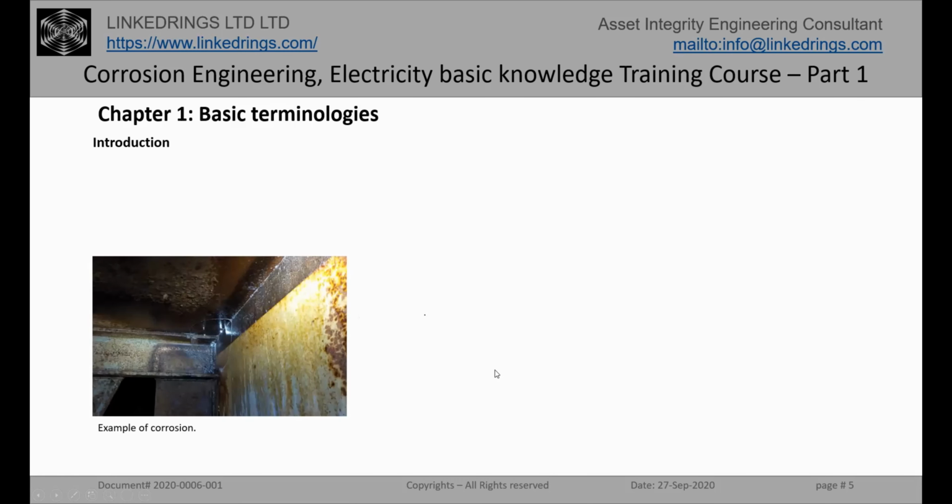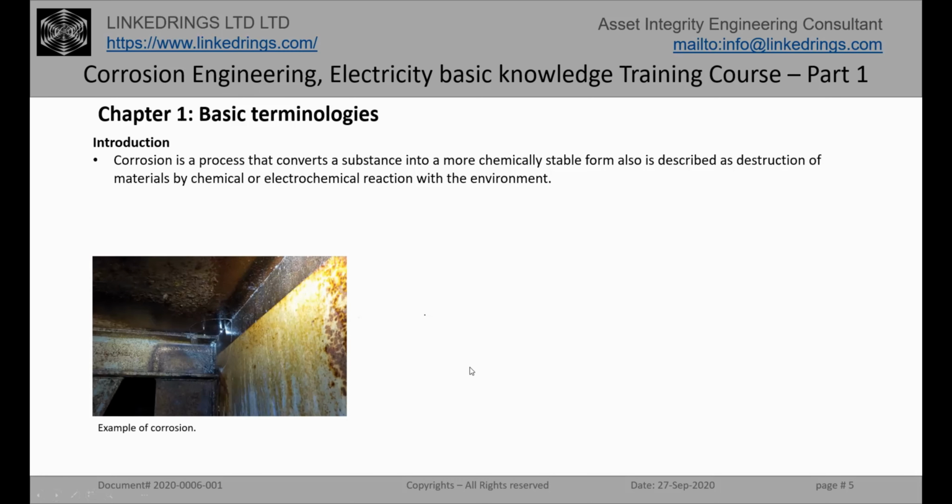As we know, corrosion is a process that converts a substance into a more chemically stable form. It is also described as the destruction of material by chemical or electrochemical reaction with the environment. In part number 2 of this course, we will be talking in much more detail about what corrosion is, why it happens, and how it happens. We hope to see you. An example of a very famous form of corrosion, which we are familiar with, is rust.